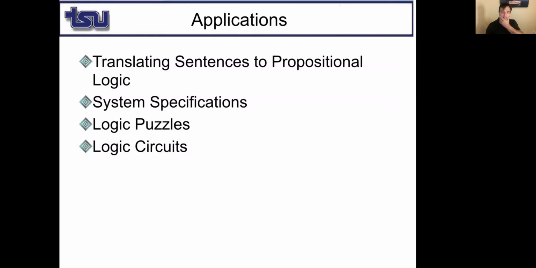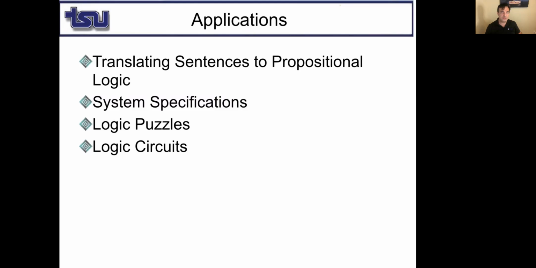Well, there are a lot of applications of propositional logic, and we're going to see a couple of them. One is translating sentences to propositional logic. We can translate from English to mathematics. And system specification is a very important area of software engineering.